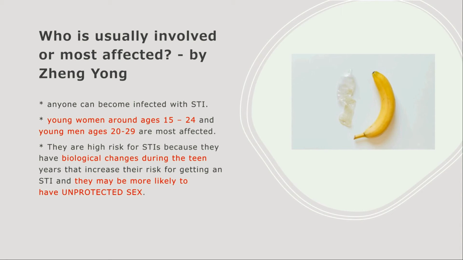However, young women around the ages of 15 to 24 and young men ages 20 to 29 are most affected. They are at high risk for STIs because they have biological changes during the teen years that increase their risk for getting an STI, and they may be more likely to have unprotected sex.